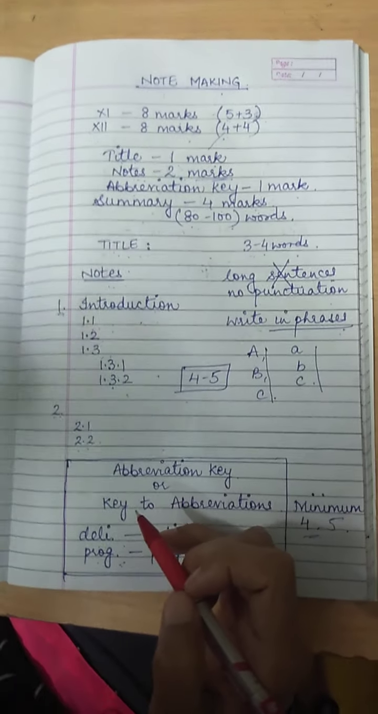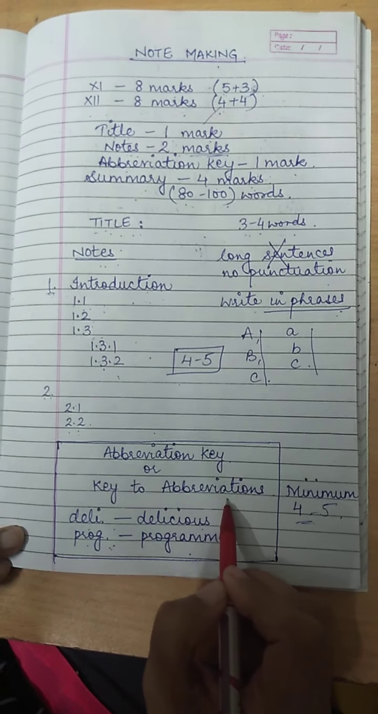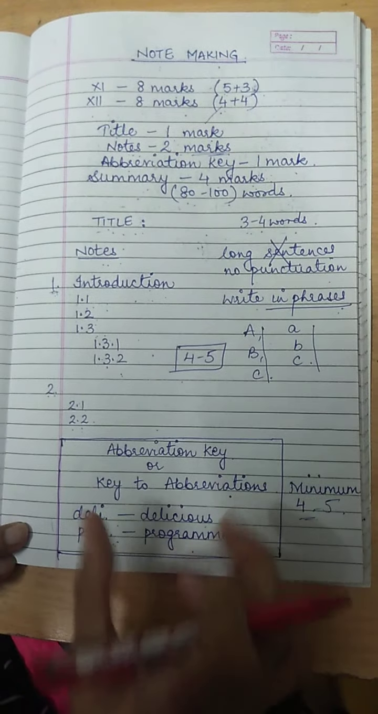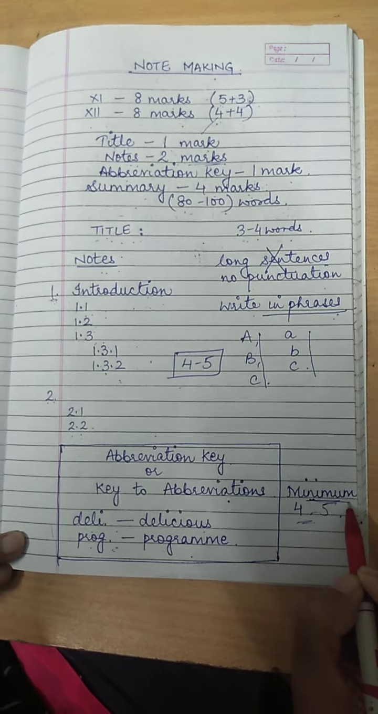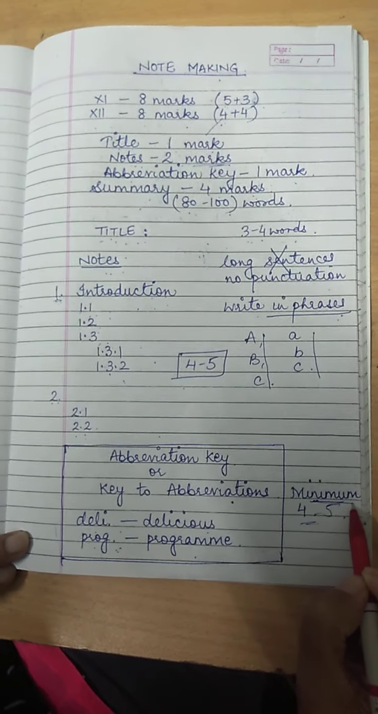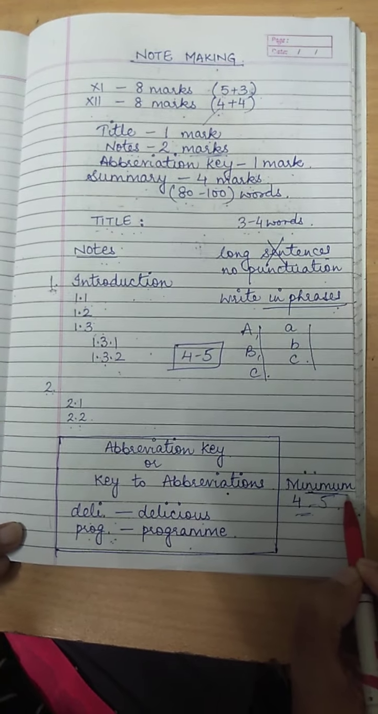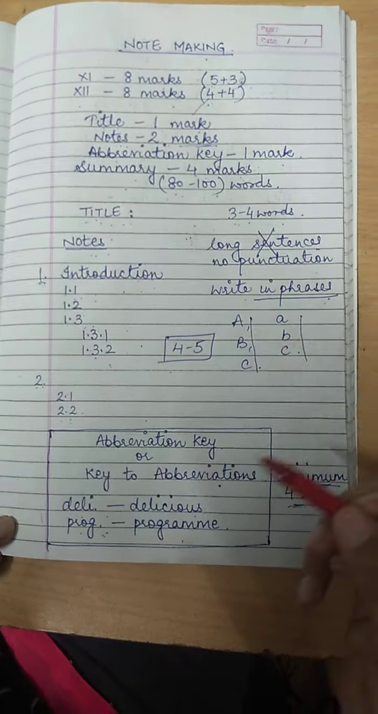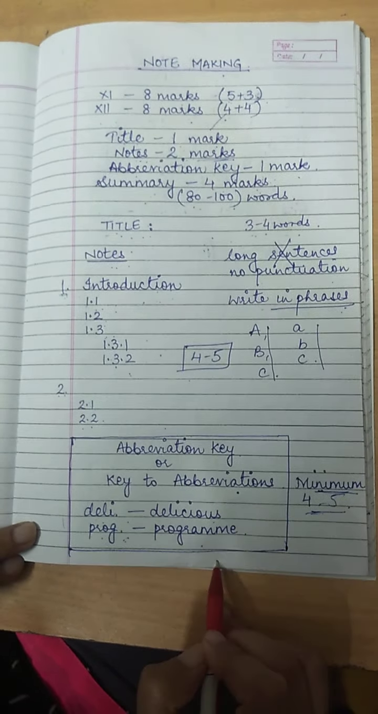Then after the notes, you are going to make the abbreviation key or the key to abbreviations. You can either put it in a box or you can leave it, it is up to you. Abbreviations should be minimum 4 to 5, but if you make more, then you are going to waste a lot of time. So I would prefer to make just 4 to 5 abbreviations, those which you have used in the notes, and then you divide it accordingly.